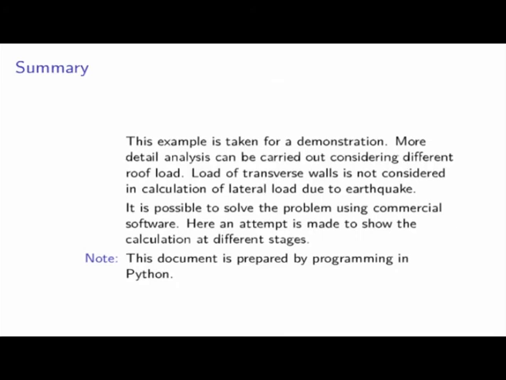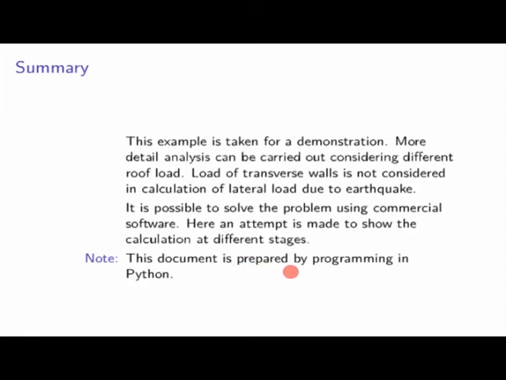This is the thing I have given you, just as an example taken for demonstration. More detailed analysis can be carried out considering different roof loads. As I have pointed out, the load of transverse walls is not considered, and that also should be considered there. It will add more load, and only that value will change in calculating lateral load due to earthquake. It is possible to solve the problem using commercial software. Here an attempt is made to show the calculation at different stages.